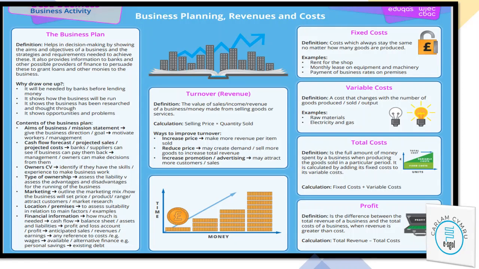Your total cost is your fixed costs and your variable costs put together, and then your profit is your total revenue minus your total costs, and whatever you've got left over. Obviously, if you're in a minus, that is then a loss and not a profit.